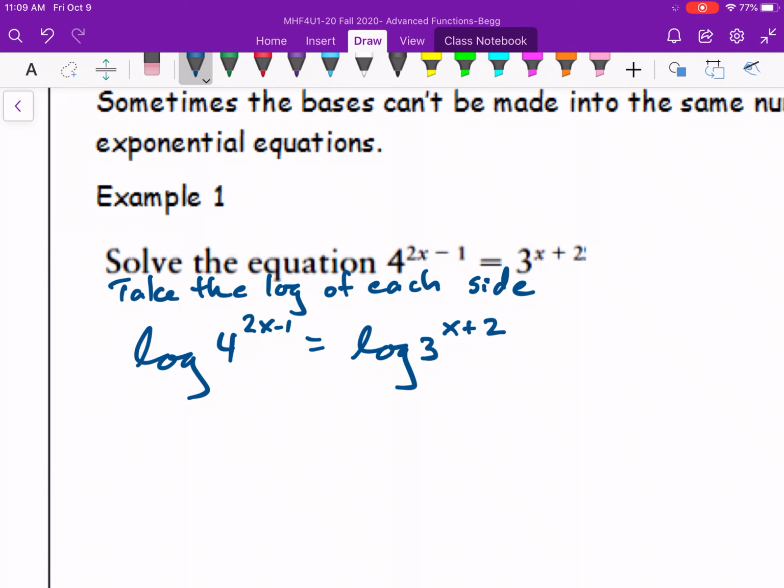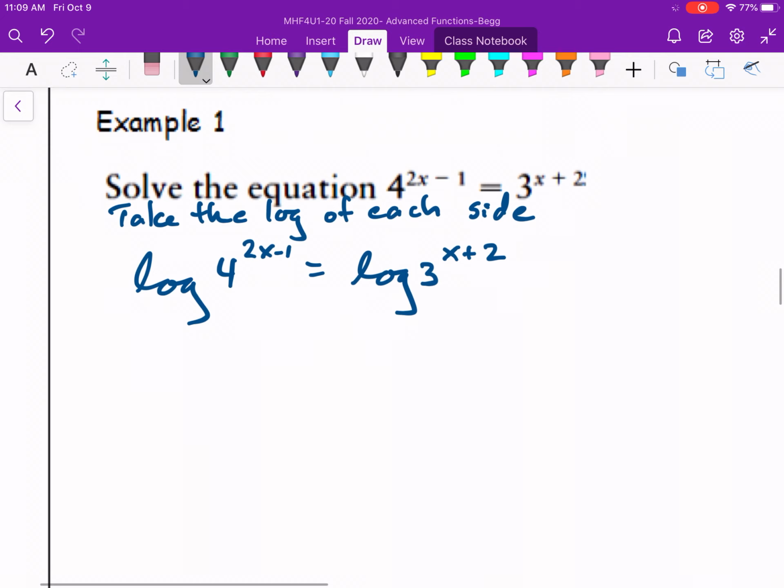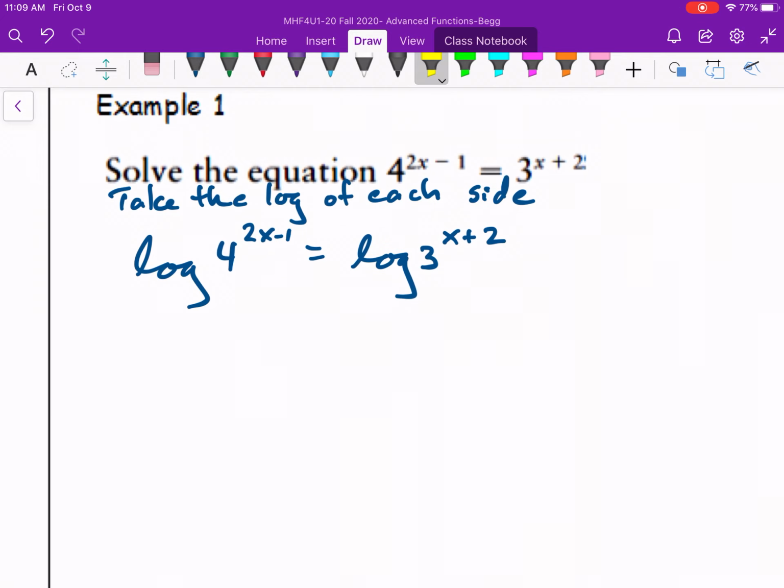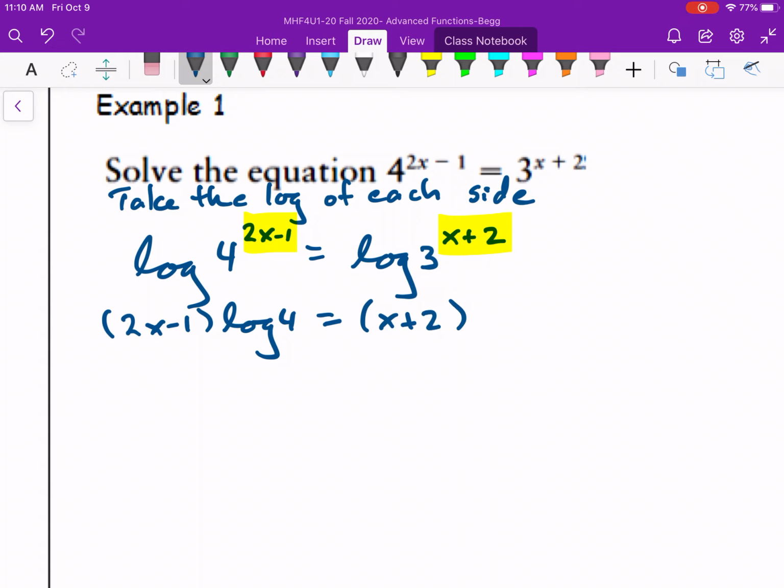Now we can start to bring in some of the rules we know about logarithms. I can bring these two powers down in front of the logs as a multiplication. So I could now write it as 2x minus 1 in brackets times log 4 and x plus 2 times log 3. And then I want to use the distributive law. I want to expand things out.